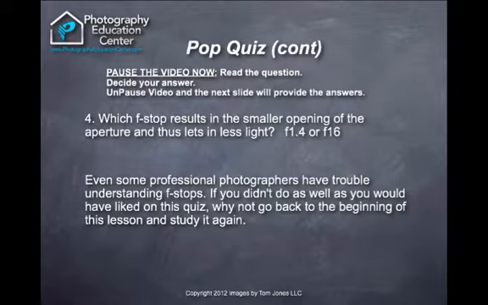Pop quiz continued. Pause the video now. Read the question. Decide your answer. Unpause the video, and the next slide will provide the answers. 4. Which f-stop results in the smaller opening of the aperture and thus lets in less light, f14 or f16? Even some professional photographers have trouble understanding f-stops. If you didn't do as well as you would have liked on this quiz, why not go back to the beginning of this lesson and study it again?